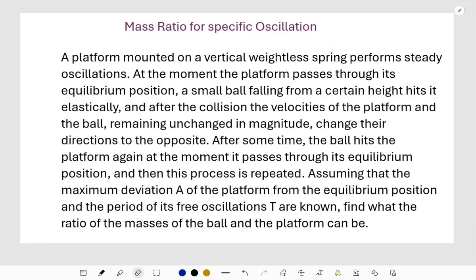And we are going to solve a new problem again, and there is something unusual about this problem. So let me read the statement of the problem. A platform mounted on a vertical massless spring performs a steady oscillation. The platform is performing oscillations. A steady oscillation means free oscillation, that means undamped oscillation.